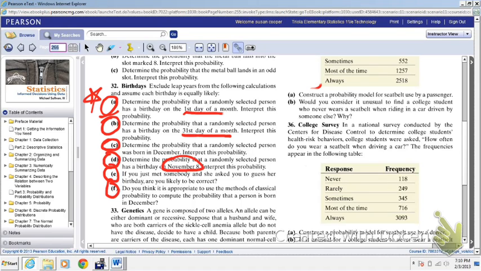And part F, if I can zoom in here, it says, do you think it's appropriate to use methods of classical probability to compute the probability that a person is born in December? And yes, that's exactly what we did. We said, look, December, there's 31 days, so that's the total number of successes, 31, out of 365 total days in the year. So we did use the classical definition of probability to do that.